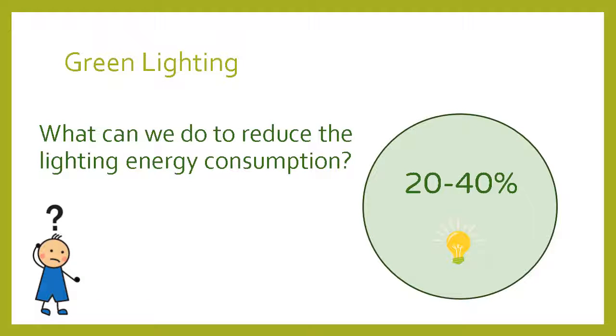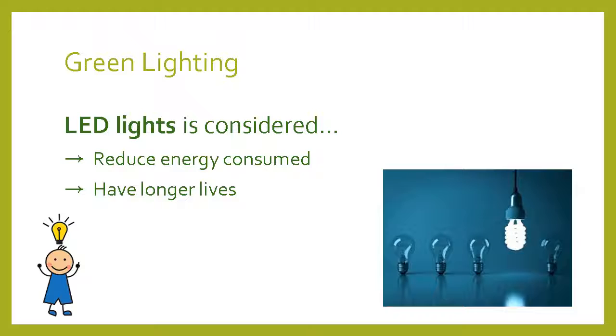Green lighting is actually contributing about 20 to 40% of the total energy consumption. So what can we do to reduce it? We can use LED light, which helps to reduce energy consumption by about 5%, and it also has a life about 9 to 10 times longer compared to traditional light.